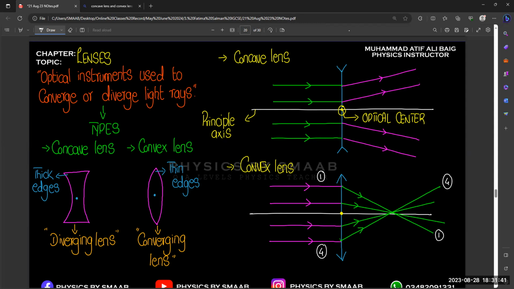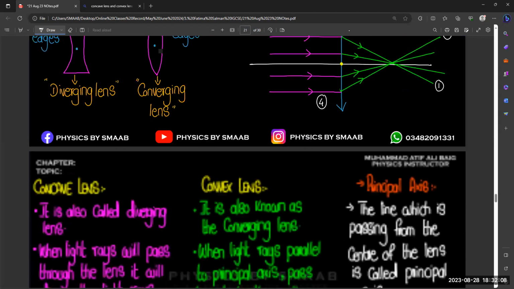So that's why we can say that your image will be inverted, because rays coming from the top of the object move towards the downward or the bottom, and the rays moving from the bottom of the object move towards the top, right? So that's why we get an inverted image in the convex lens.